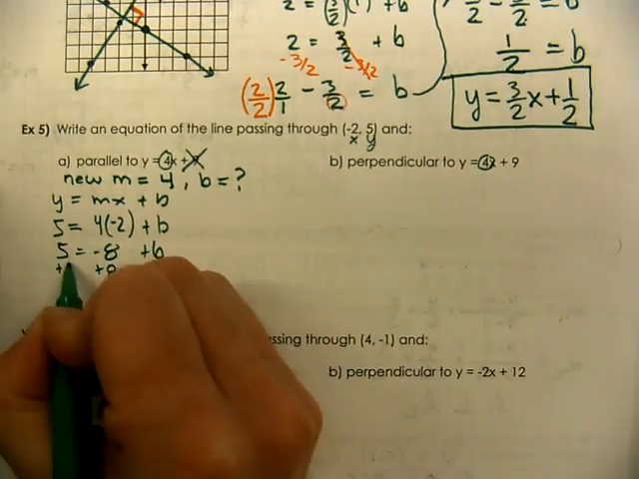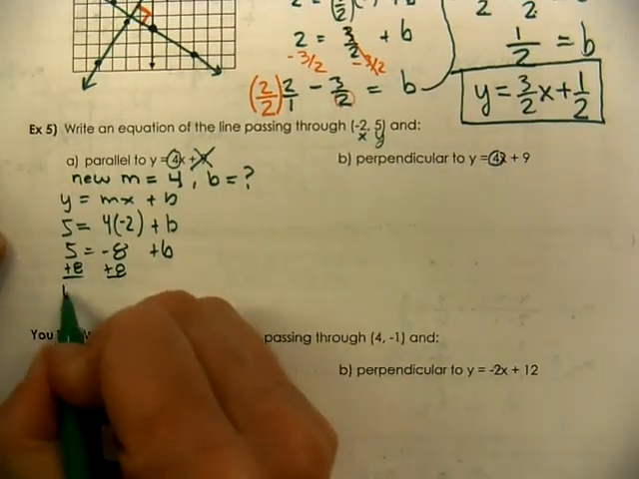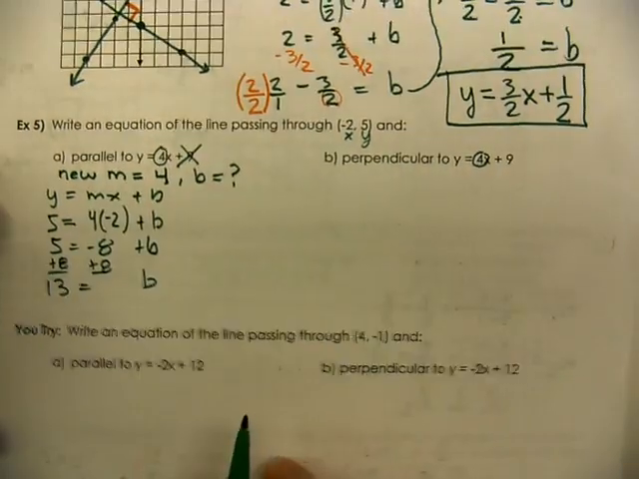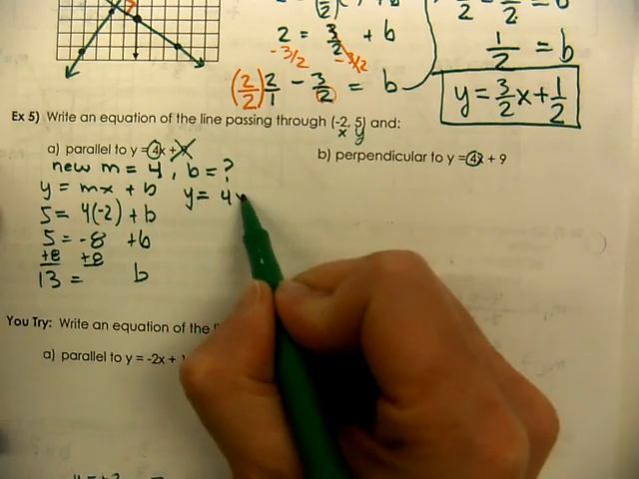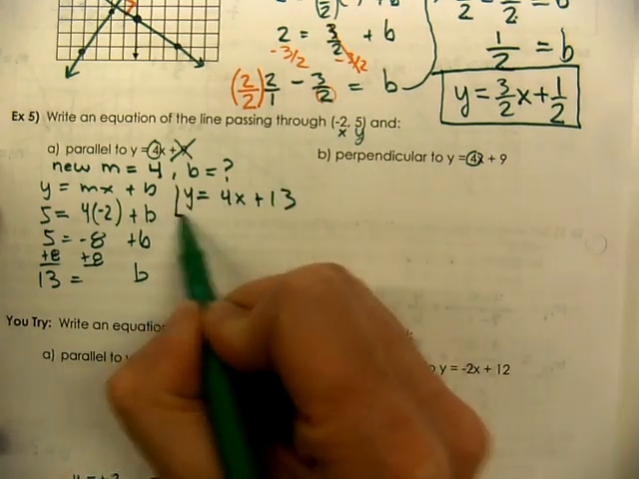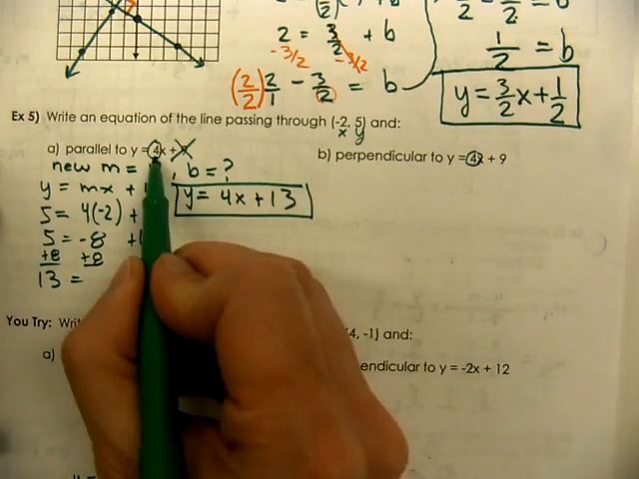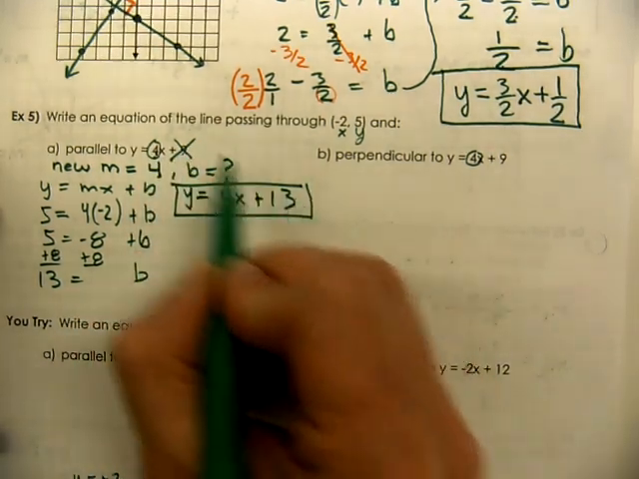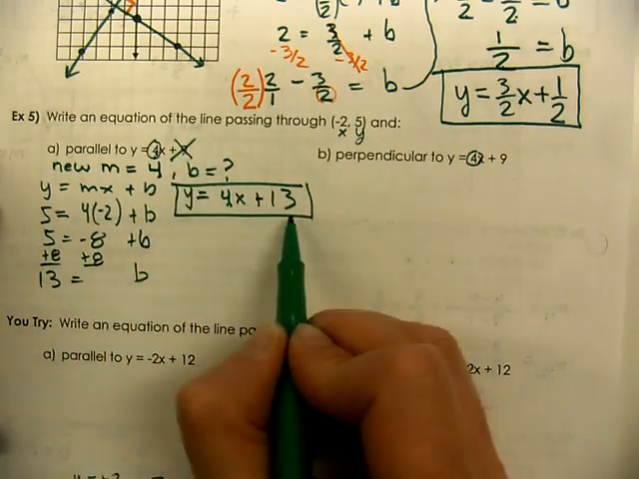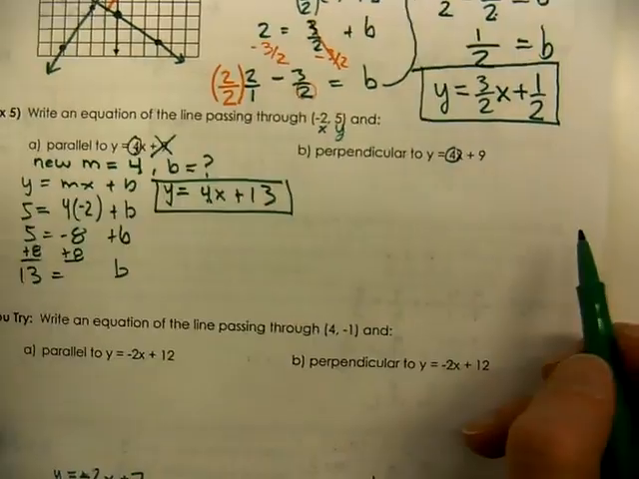And that will give us a result of 13. So my equation of the line is y equals 4x plus 13. Right? Notice that the slopes are the same because they're parallel lines. The y-intercepts are not the same, right? They have to be in different locations.